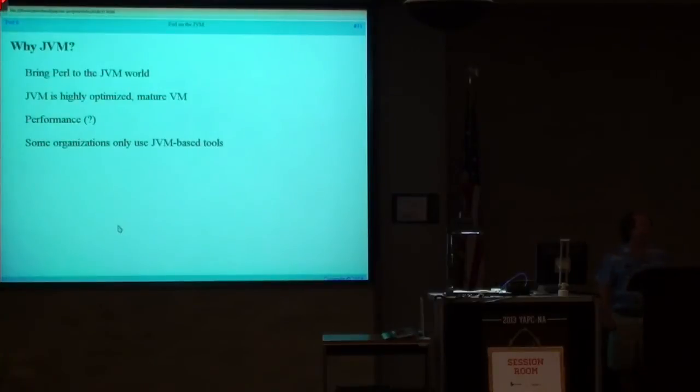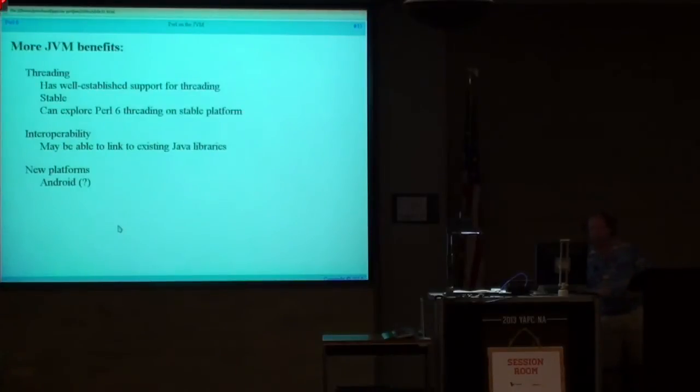Performance is a possible benefit of using the JVM, and I have the question mark there because we don't know exactly what the performance will look like yet. We have some preliminary results, but that might be another reason to do it. And then, of course, in bringing Perl to the JVM world, there are some organizations, some shops that will only want to deal with the JVM. You can use any platform that you want, any language you want, as long as it's on the JVM. And so this is another reason that we could look at using the JVM.